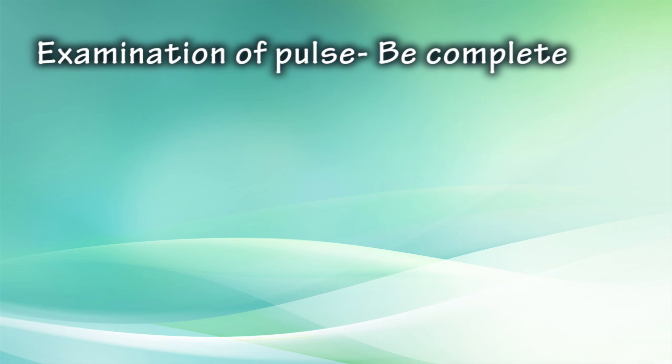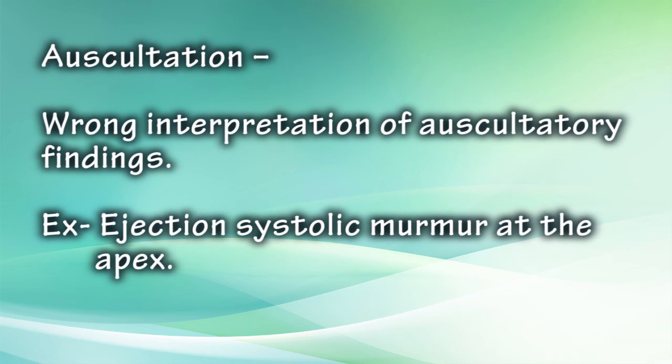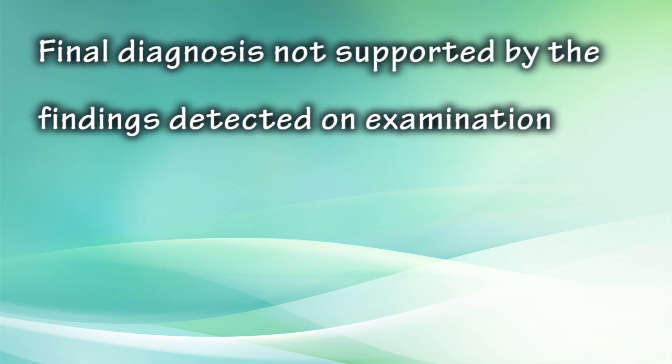Examination of pulses, he said high volume pulse with no collapsing pulse. In the cardiac apex, he mentioned an ejection systolic murmur. It is important to realize that ejection systolic murmurs are elicited at the base of the heart only. And the final diagnosis was aortic stenosis. When he presented these findings, it is for something else.